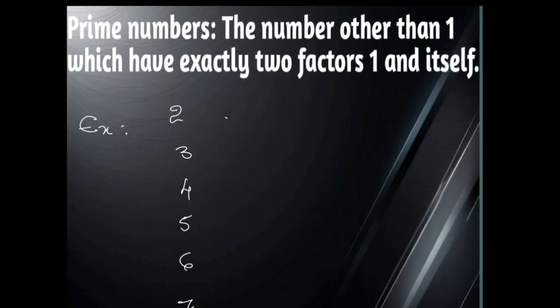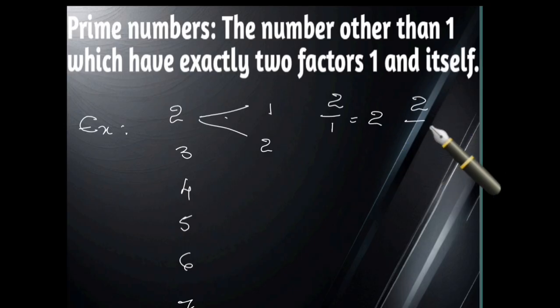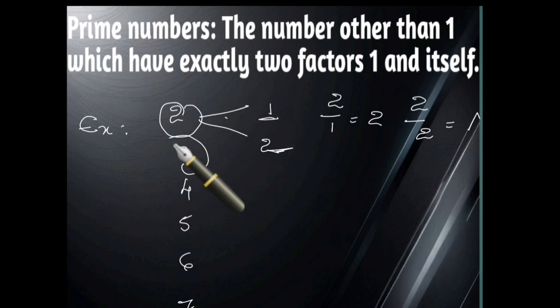The number 2 is divisible by 1 and 2 also, right? We can divide this number by 1, so we get 2, and 2 divided by 2 we get 1. So this number can be divided by 1 and the same number, 1 and itself. So this is a prime number. The number other than 1 which has exactly 2 factors, 1 and itself, that we call a prime number. The next one is 3.